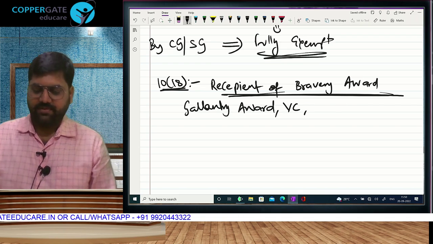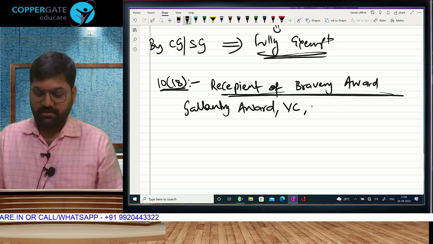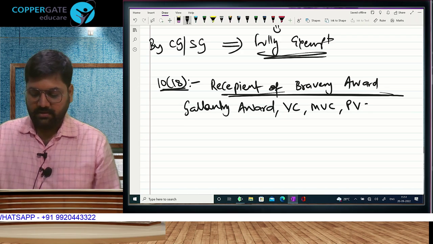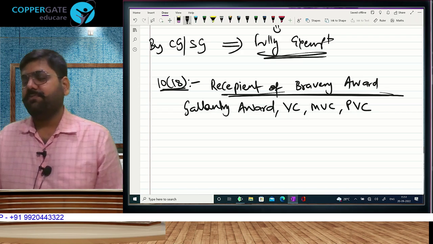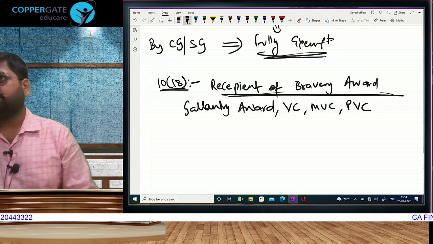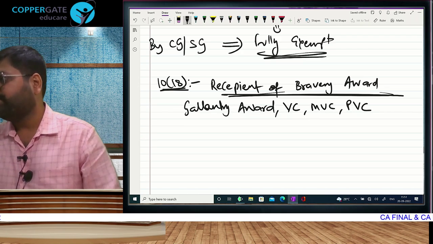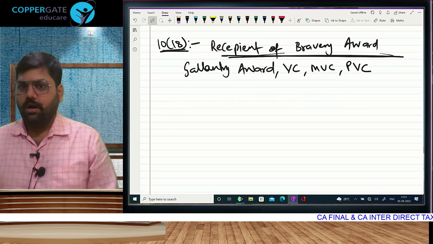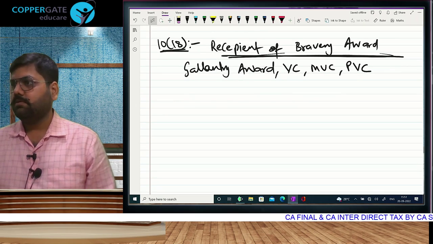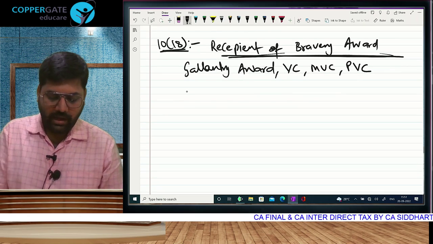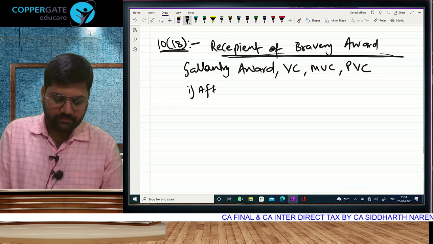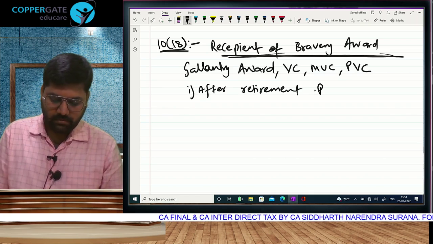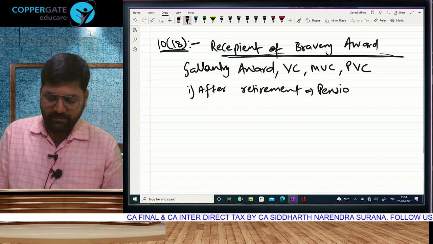There is an award called VC, वीर चक्र. There is an award called MVC, महावीर चक्र. And the most respected of all, परमवीर चक्र. Mostly it is granted posthumously. वो क्या रही English? After death. If you have been a recipient of bravery award, ultimately you worked for the government. So after retirement you will get pension. गवर्नमेंट एम्प्लॉयज को पेंशन मिलता है.